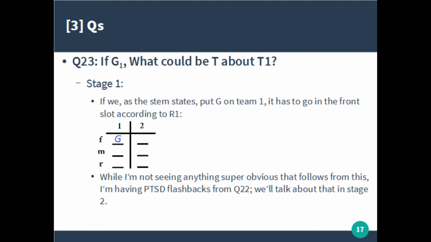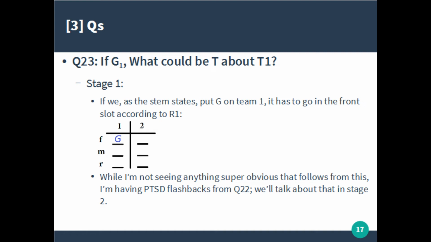Pushing into question 23. If G is on team 1, what could be true about team 1? Given that we do have a piece of information to work with here from the stem, we will start with stage 1 of analysis. If we, as the question stem states, put G on team 1, it does have to go into the front slot according to rule number 1. Anytime we use G, rule number 1 mandates that it goes to the front slot. So when we incorporate it into our diagram, we have to do it in this manner.